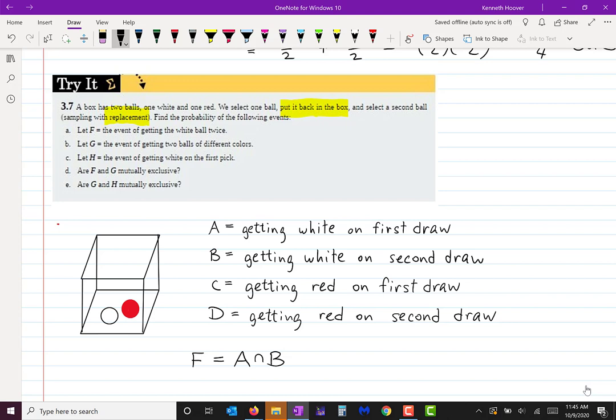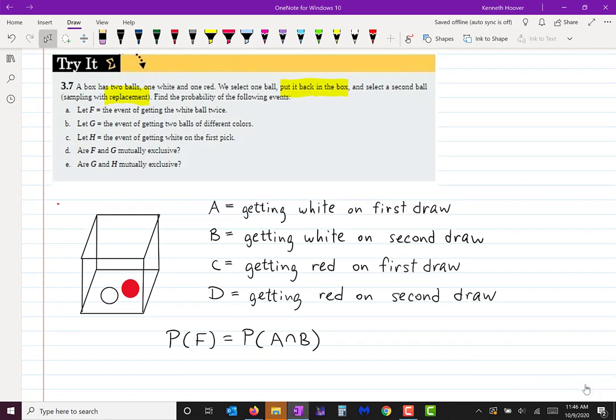So the probability of F equals the probability of A intersect B, and A and B are independent of each other. Whether I draw a white ball on the second draw has nothing to do with whether or not I drew white the first time. So they are independent, and that means that the probability of their intersection equals the probability of A times the probability of B.